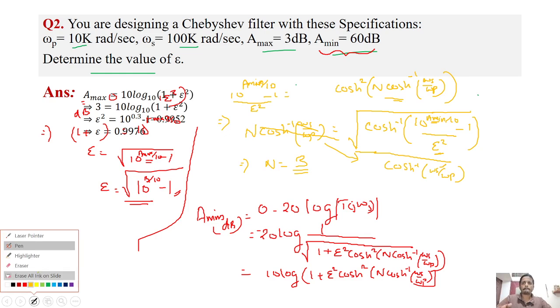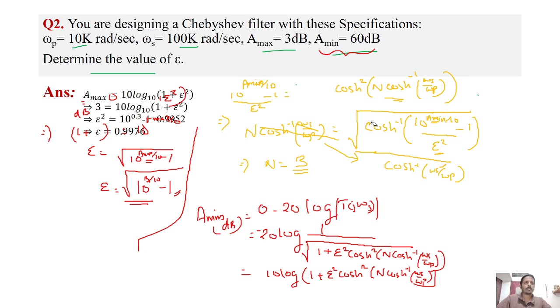Yeah, hello. Correct, correct. I'm sorry, correct only, that is correct. That was a mistake here. So root of this is cosh inverse of this. Okay, so thanks for that.